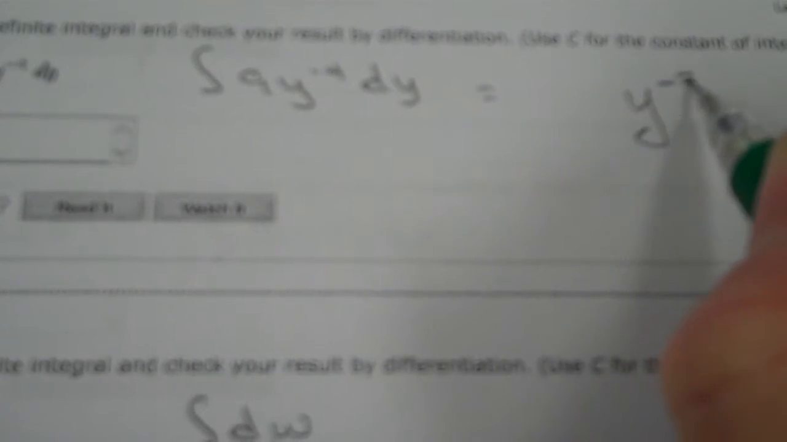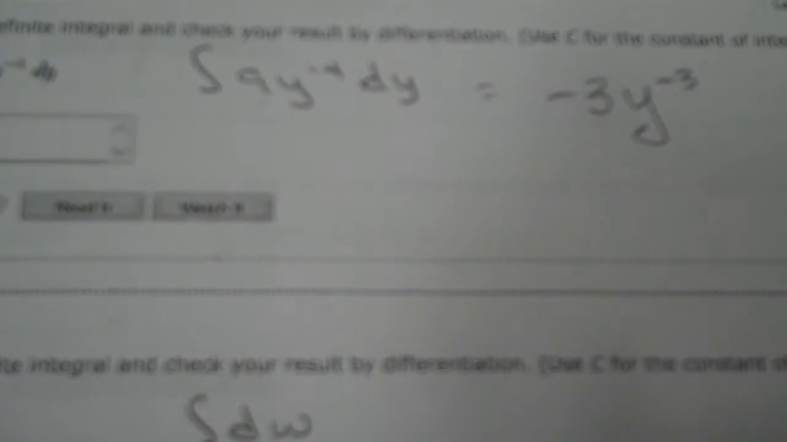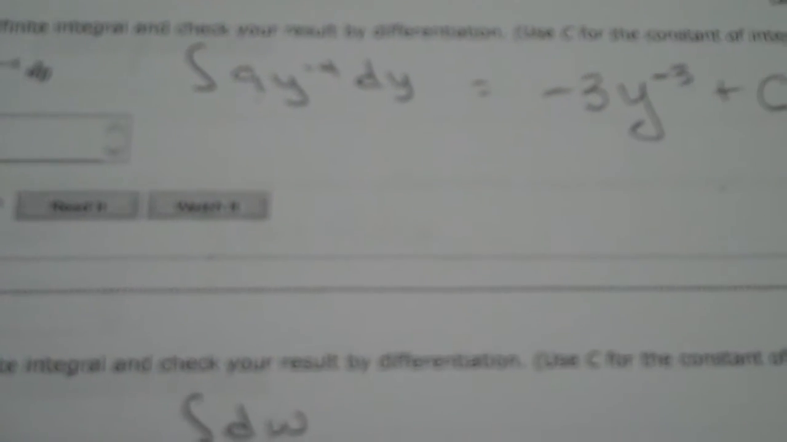In the next problem, I had 9 and y to the -4. So I'm going to do the same thing I did in problem 2. I'm going to add 1 to the exponent, which makes it -3. I'm going to take my old coefficient 9 and divide it by that new exponent, -3. And 9 divided by -3 is -3. And I'll add c. Checking my answer, -3 times -3 is 9. And when I drop the degree down 1, I get -4.